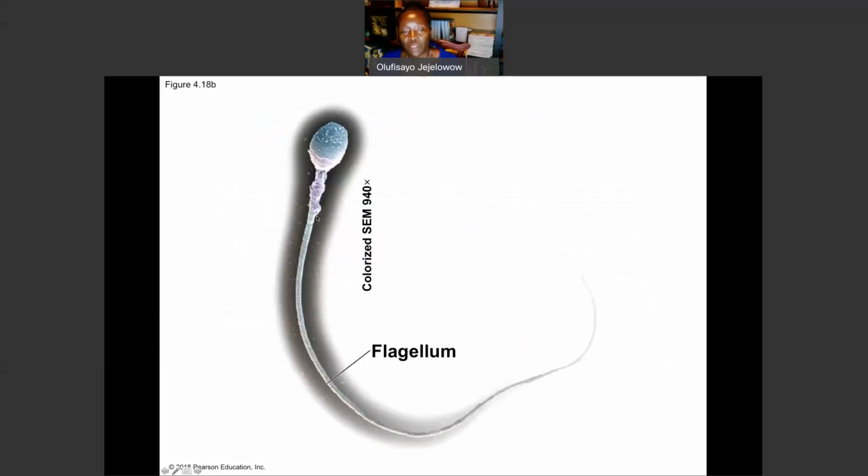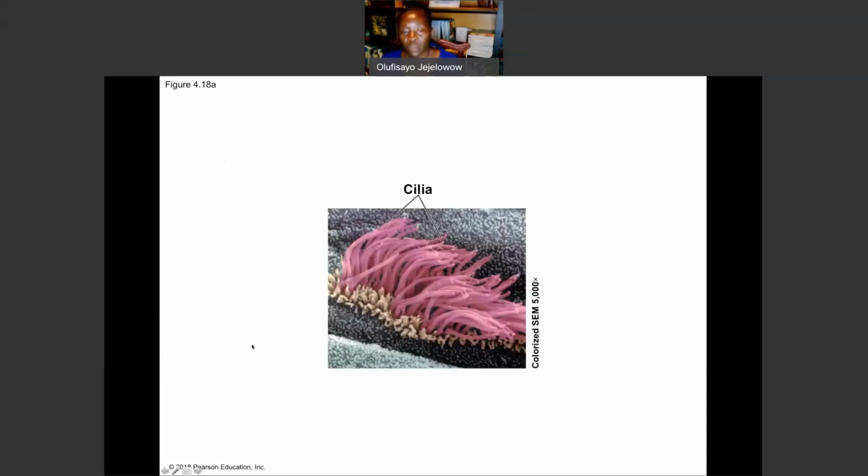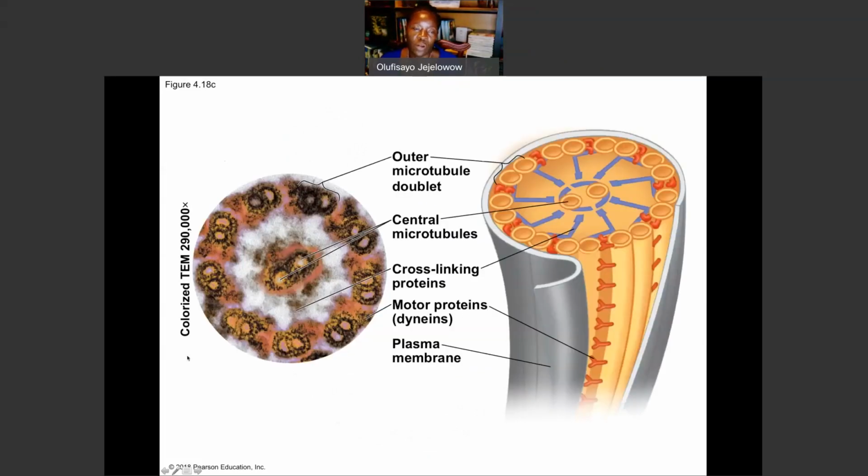These are scanning electron micrographs of cilia magnified 5,000 times. This is the flagellum in a human sperm cell magnified 940 times. You can see the single flagellum. This is a 9+2 arrangement. This is a pair of central microtubules, and these are the outer doublets: 1, 2, 3, 4, 5, 6, 7, 8, 9 doublets on the outside.